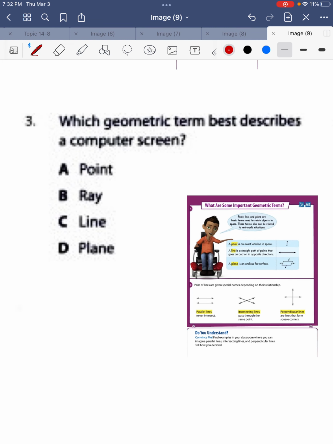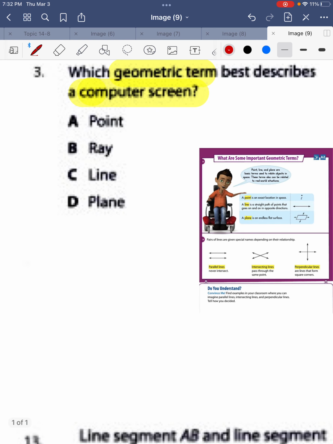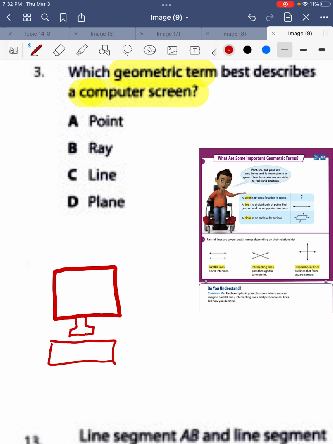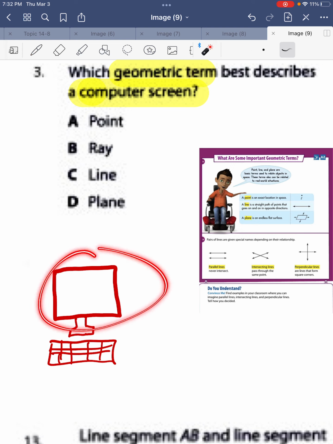Number 3 says, which geometric term best describes a computer screen? Okay, so a computer screen is very flat, okay? So I'm just going to draw that. I'm trying to do my best to draw a computer. And then I have my keyboard. Okay, so this is my computer screen right here. Okay, like I said, computer screen is flat. So I need to see which geometric term matches that.